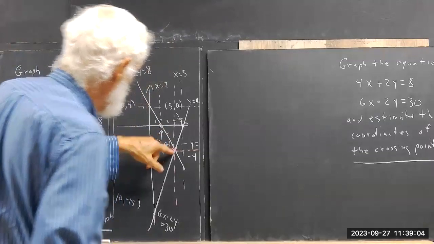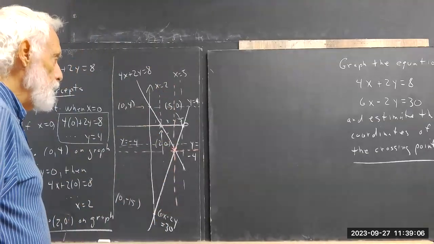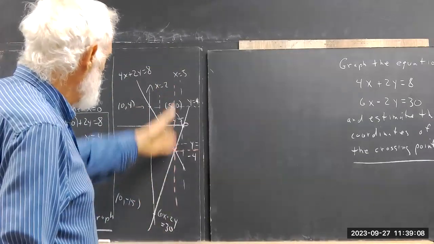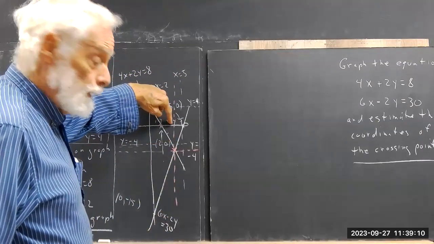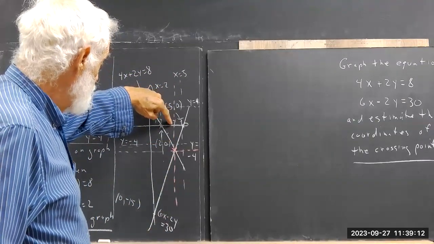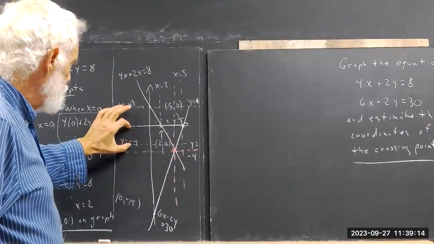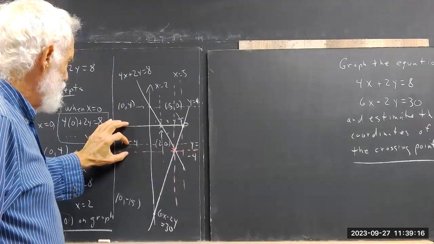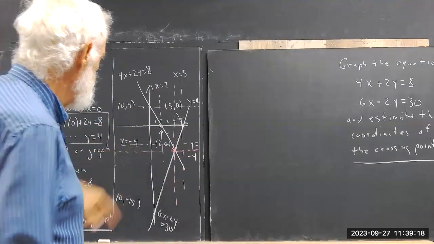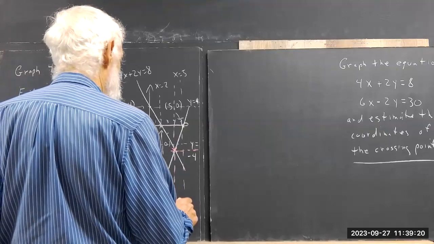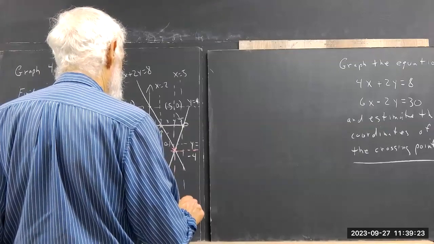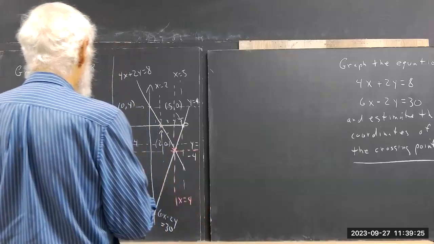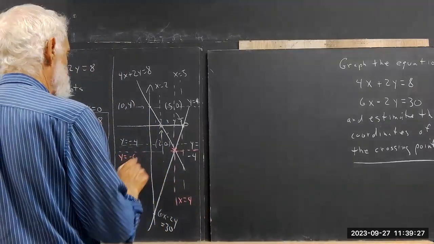We have the crossing point. We want to estimate the x and y coordinates. Well, this line goes through the x-axis pretty close to x equals 4. And the y-axis, well, if this is y equals -4, it's probably about y equals -6. So I say, okay, this line is probably somewhere around x equals 4, and this is around y equals -6.